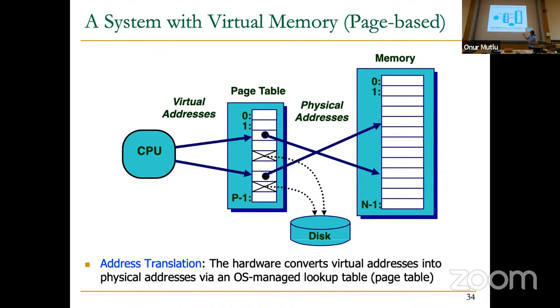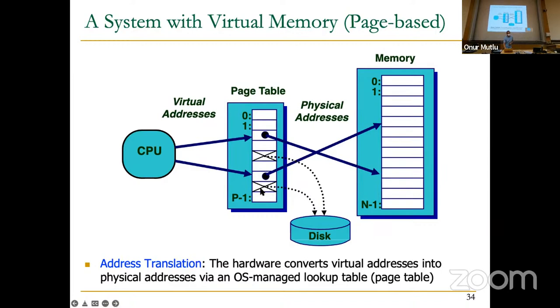Address translation is basically: the CPU generates virtual addresses, and every virtual address goes through translation. The hardware and the software cooperatively, I say hardware over here, but it could be the software also, convert virtual addresses to physical addresses via this translation or lookup table called a page table. That's essentially our translation table. You look up whether the virtual address is in physical memory. The page table basically tells you, okay, it's in physical memory, at this location. It translates the address to the physical address, and then you can access the location.